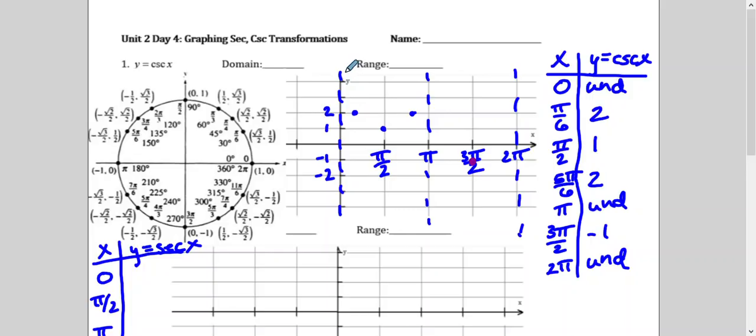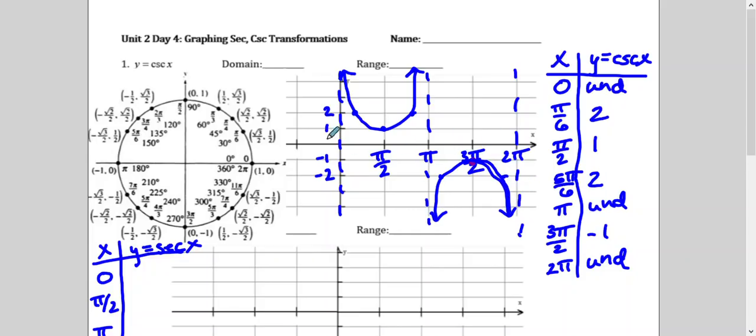So the shape looks a lot like a parabola, but it is not a parabola, because parabolas extend forever in the x direction, and these are cut off by the asymptotes. You're going to have an up branch, and then over here you're going to have a down branch, and the down branch is going to have a similar shape to the up branch, it just goes down. So it looks like this. A little bit messy, but you get the idea.